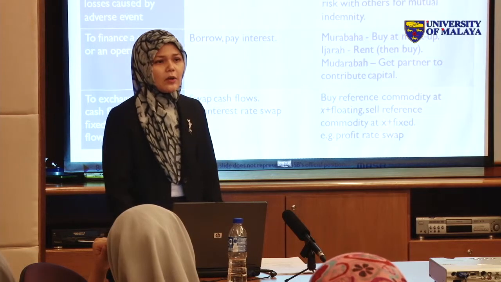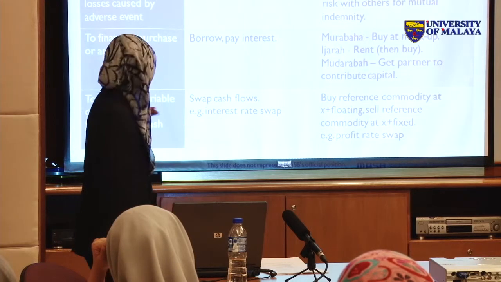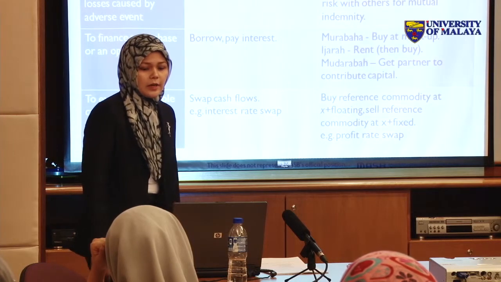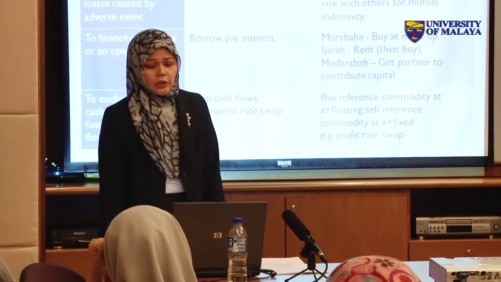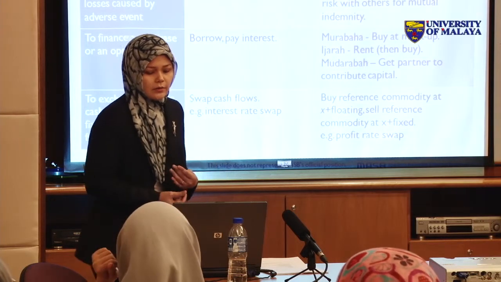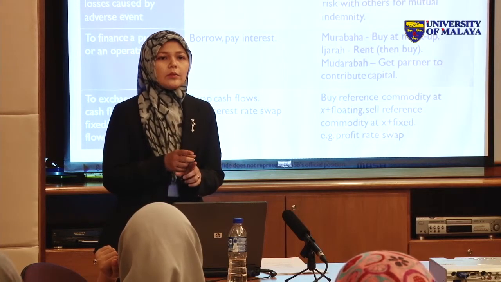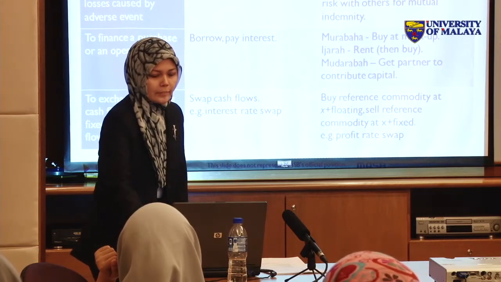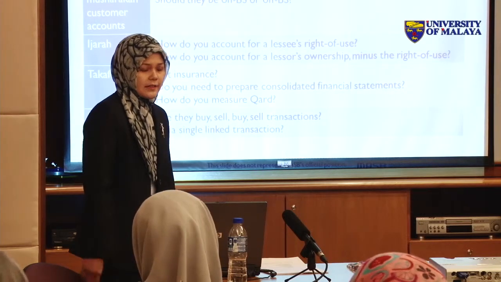And the more sophisticated products are now going into derivative-like arrangements, where you can exchange a variable cash flow for a fixed cash flow and vice versa, through contracts known as commodity murabaha. So instead of a normal swap transaction conventionally, you would have something called commodity murabaha, where you buy and sell a reference commodity, and the prices of those buy and sell would be similar to an exchange of a variable rate instrument for a fixed rate one.